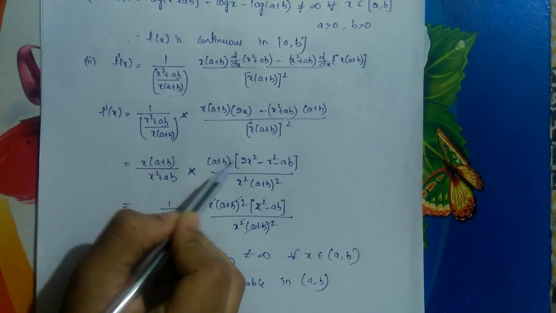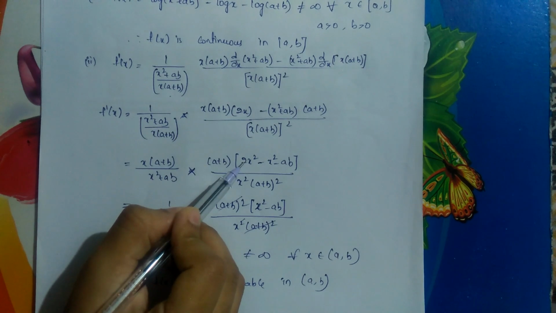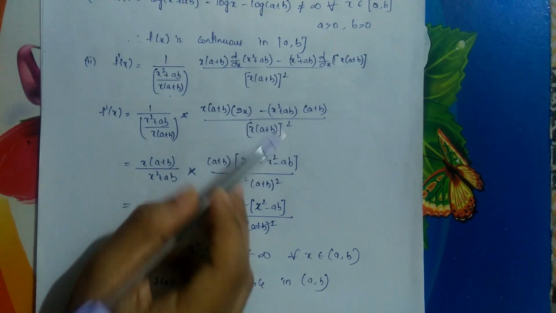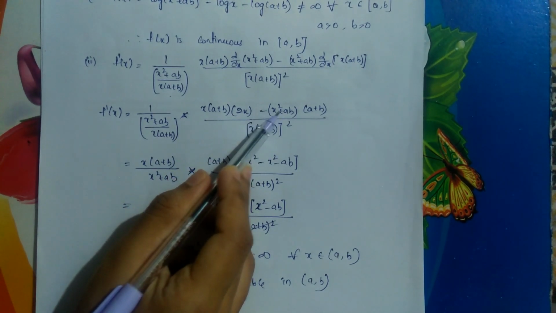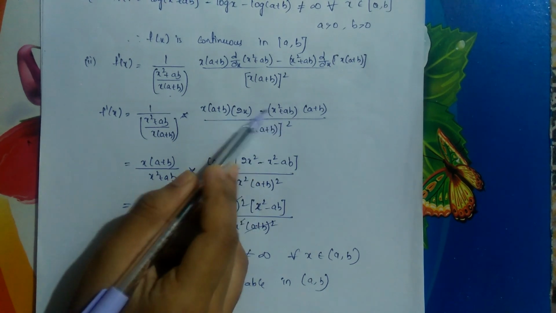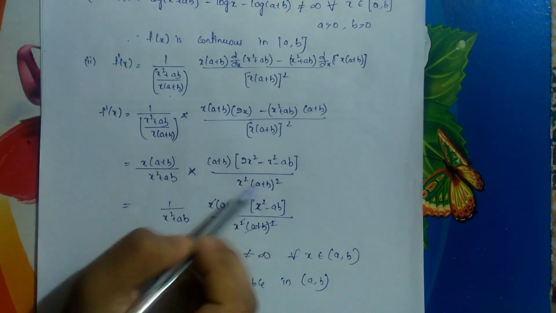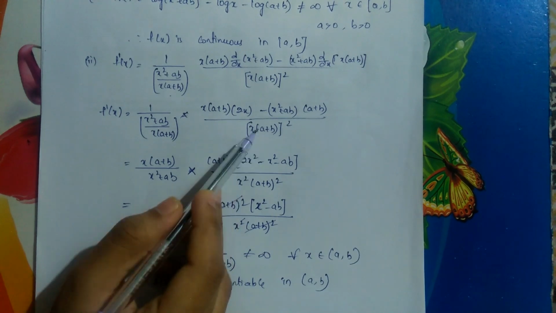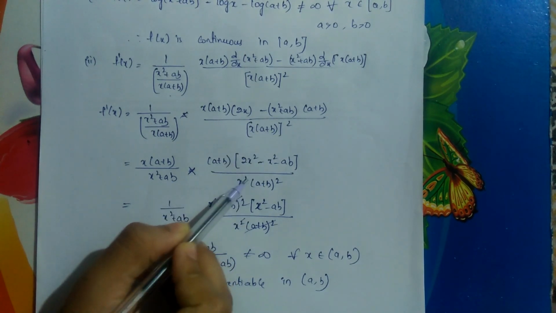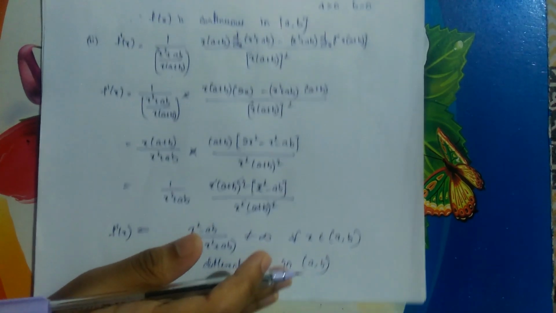So we get (a plus b) of 2x into x, that is 2x square, minus x square, and minus is multiplied with the inside, that is ab, then minus into plus is minus ab, and in the denominator x of (a plus b) whole square can be written as x square of (a plus b) whole square.